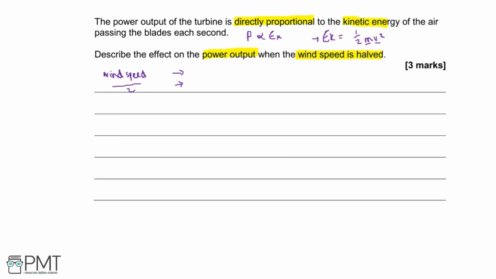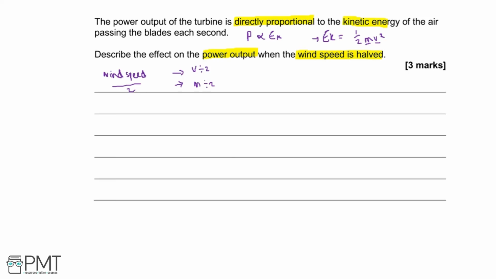So if we think first about the velocity, if the wind speed is divided by 2, this means that the velocity of the air that passes the blades each second is halved. So therefore v is going to be divided by 2. This also has an impact on the mass. If our wind speed is halved, then only half the mass of air will pass the blade each second, because less air will pass the blade per second as it is moving slower. So mass is also divided by 2. So we've halved both of these variables in our kinetic energy formula.